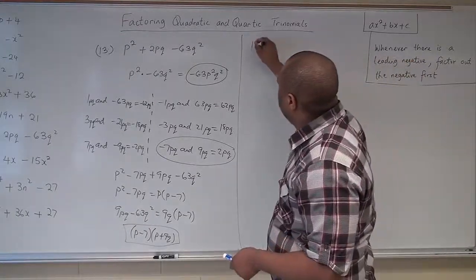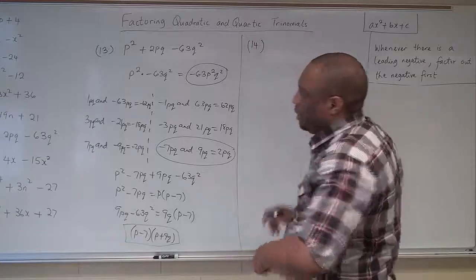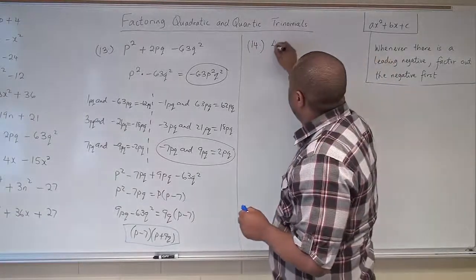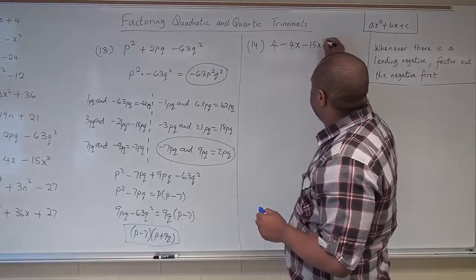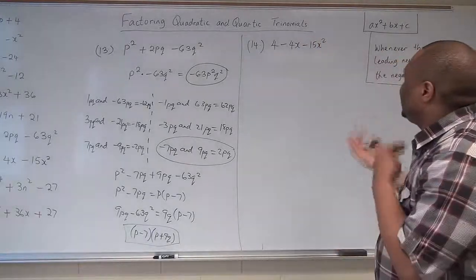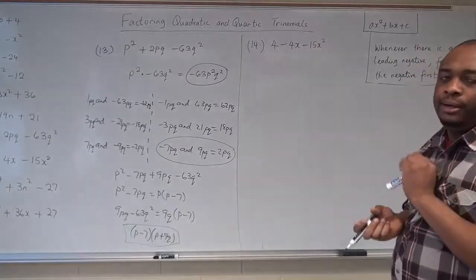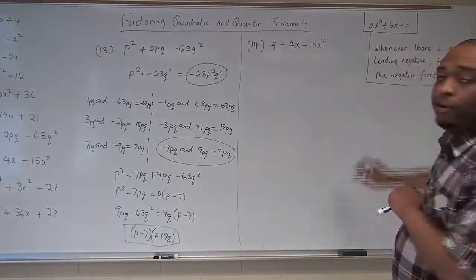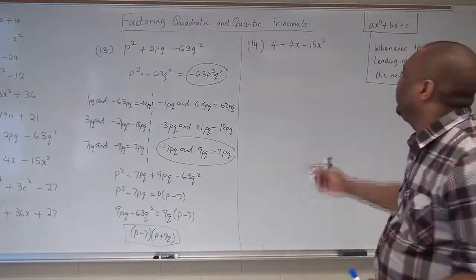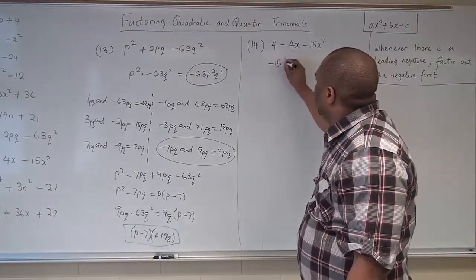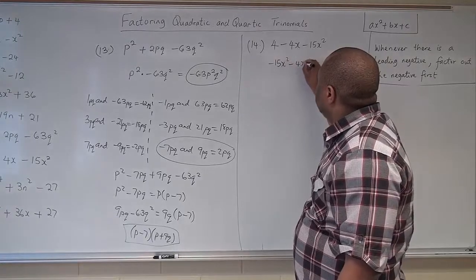Question 14. 4 minus 4x minus 15x squared. So this is not in the proper format. It is not in the general form. So we have to arrange it to be in the general form. This will be negative 15x squared minus 4x plus 4.